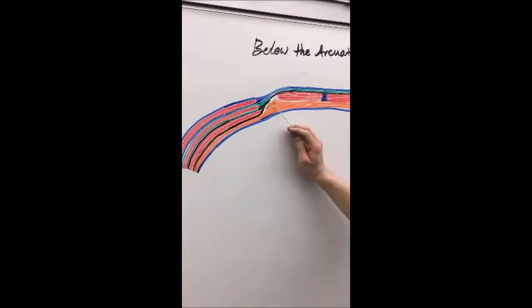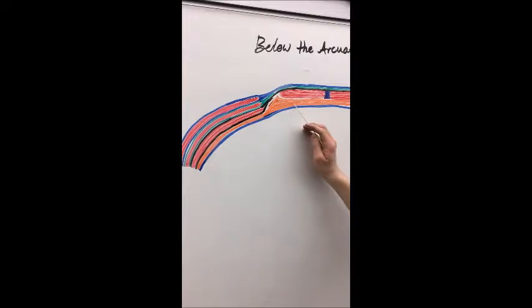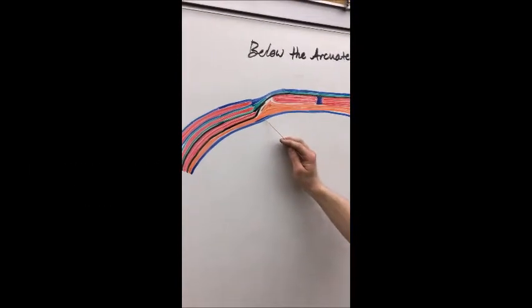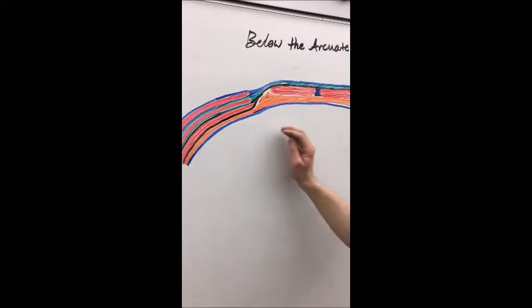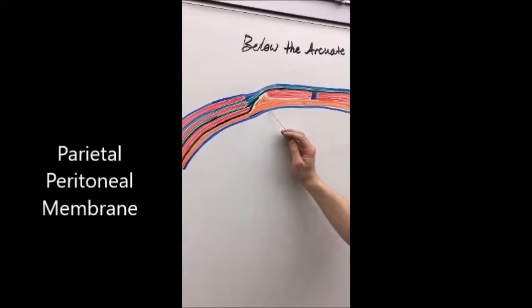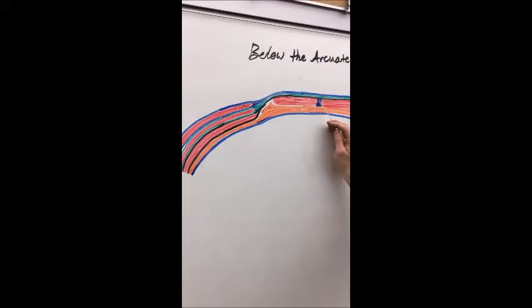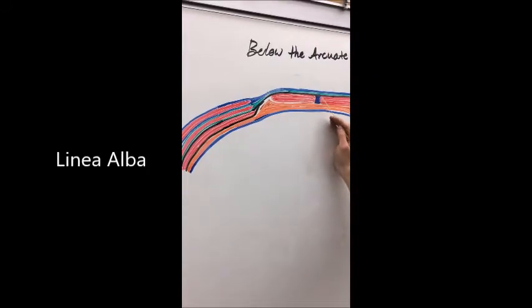Now, this orange part is the extraperitoneal fat. This deep blue part is the parietal peritoneal membrane, or parietal peritoneum. And then this blue part in the middle is the linea alba.